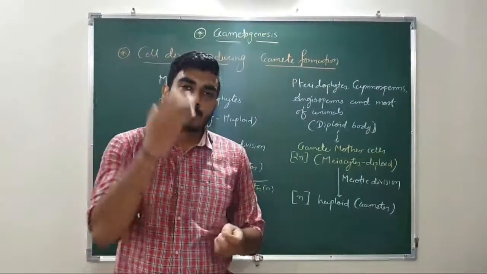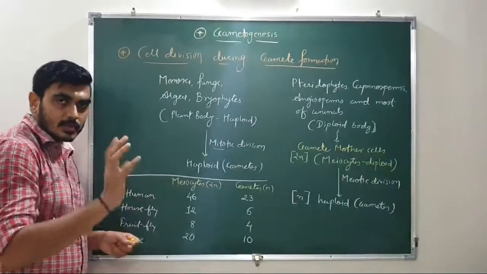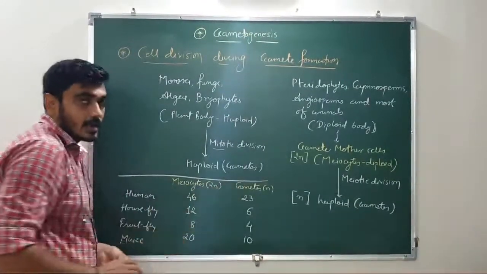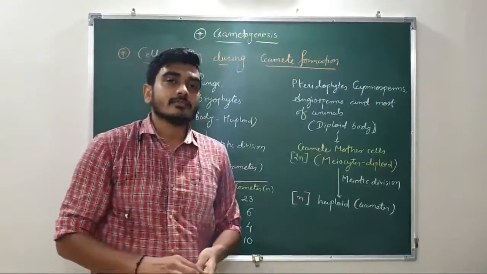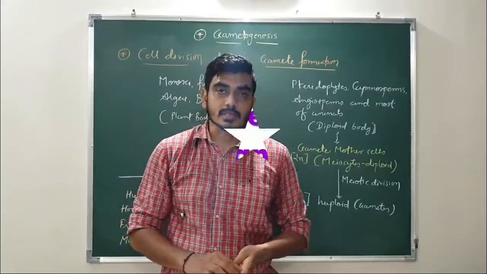In the NCERT textbook, many examples are given, but here we take only four examples to understand how we can calculate the number of chromosomes in meiocyte and gametes. So that is the first event, gametogenesis, in the pre-fertilization process.